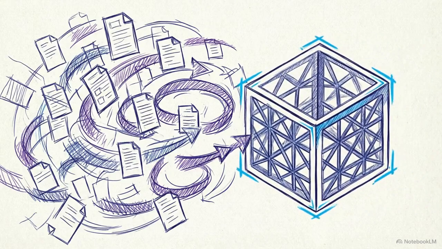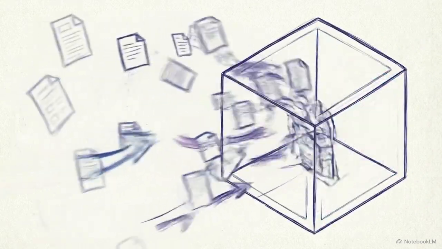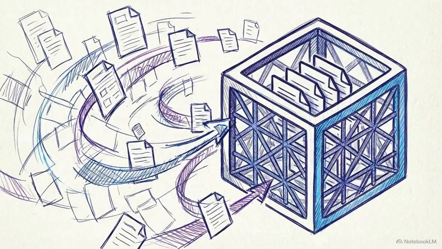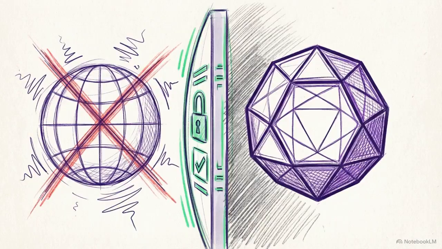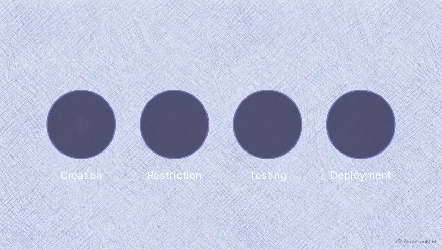Imagine taking years of scattered company files and turning them into a single, highly secure, structured vault. Today, we are going to build an agent that answers questions using only your verified data, without ever guessing from the public web. This diagram shows our precise four-step process.